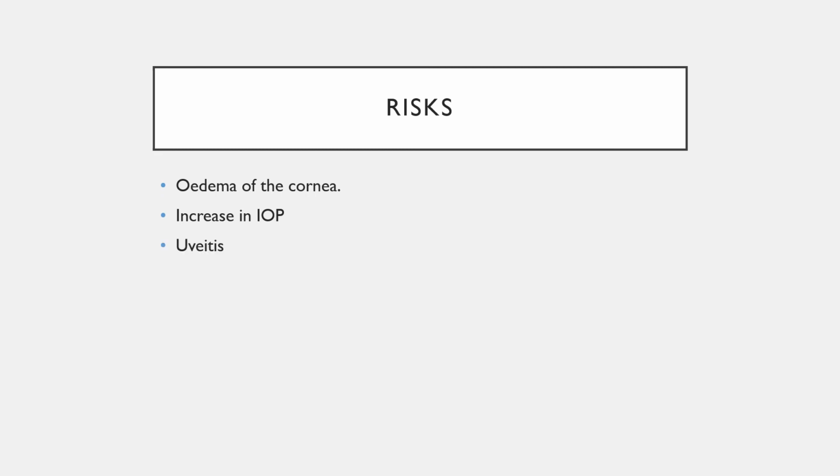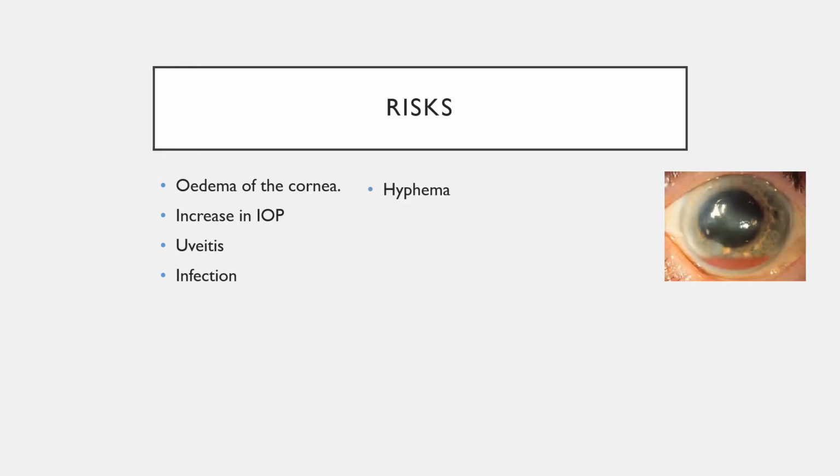Uveitis is inflammation of the layer of eye tissue that includes the iris. Infection of the external eye. This could be minor and use topical antibiotics, or if it affects the whole eye, endophthalmitis. This can be very serious, needing severe, intense antibiotics, and in worst case scenarios, removal of the entire orbit.